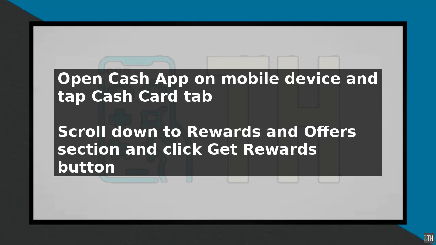To buy an Amazon gift card with Cash App, you will need to have the Cash App and an Amazon account. Start by opening the Cash App on your mobile device and tapping the Cash Card tab. Next, scroll down to the Rewards and Offers section and click on the Get Rewards button.